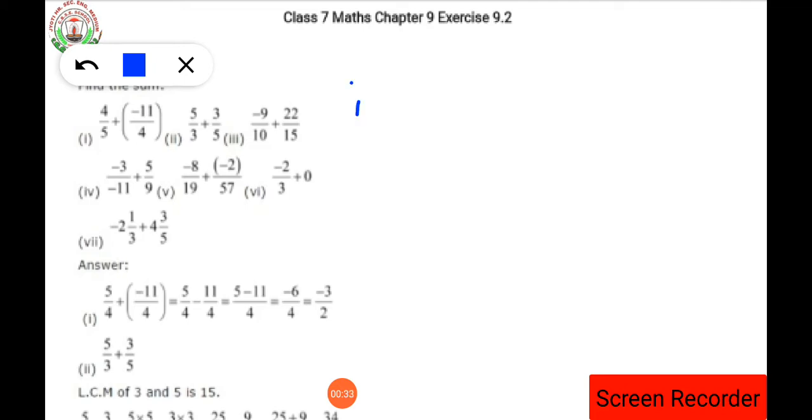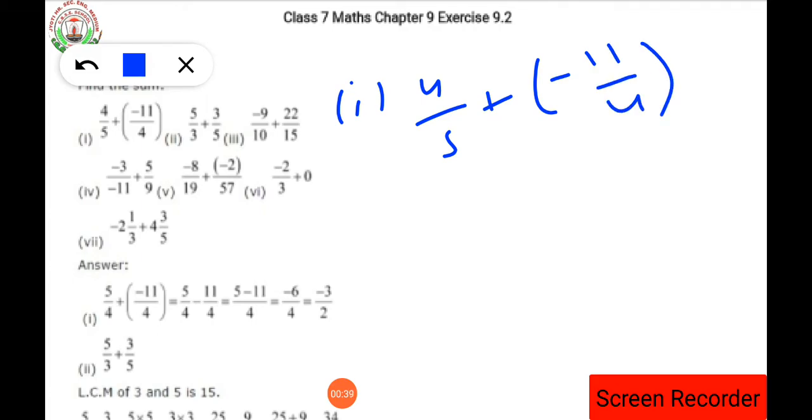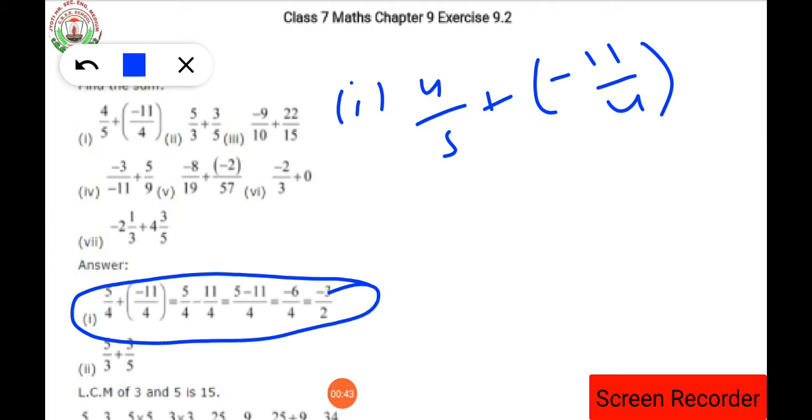Okay, so what is the first question we have? That is 4 upon 5 plus minus 11 upon 4. This is the question we have. Here the solution given is wrong, because look very carefully: the question we have is 4 by 5, but here the question has been changed. So this solution is wrong. What I am solving is the correct solution.